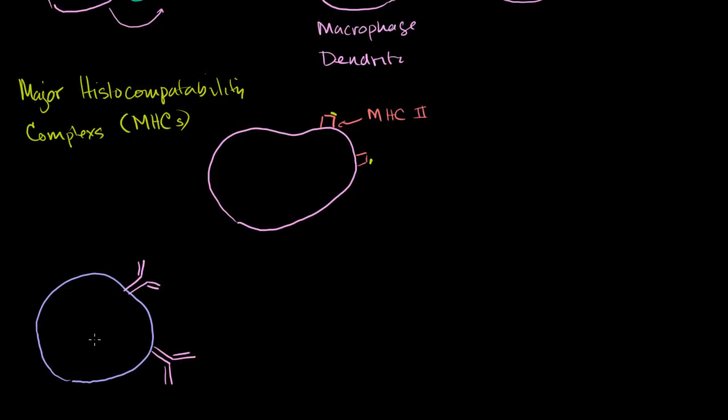When we're talking about B cells, we're talking about the adaptive or the specific immune system. And so the variable ends of these membrane-bound antibodies are specific to certain parts of certain pathogens, to certain epitopes.